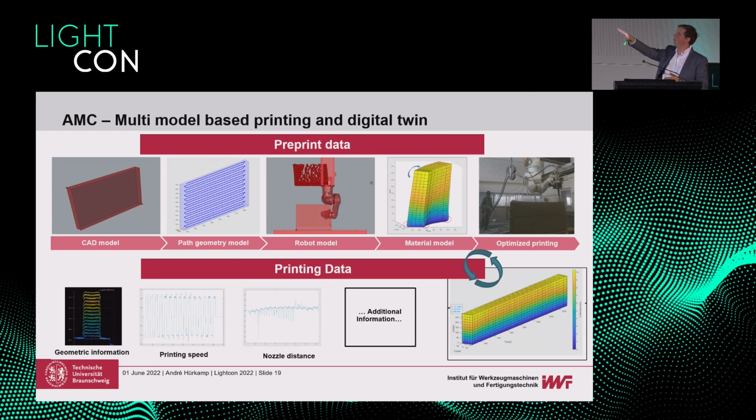So we get printing data like geometric information, printing speed and nozzle distance, and maybe additional information we can get from the machine. And from the preprint data, we have our cut model, our geometry, robot model, and then we can exchange the material model and we can optimize online, or at least in advance, our process.